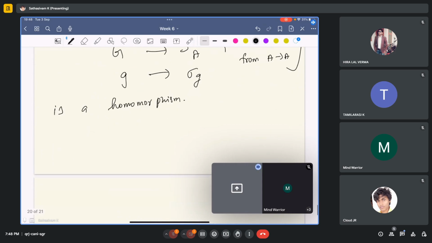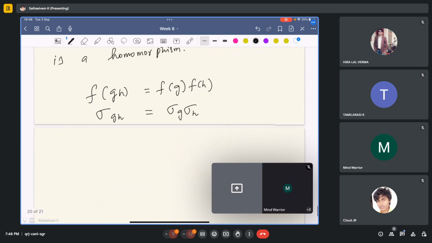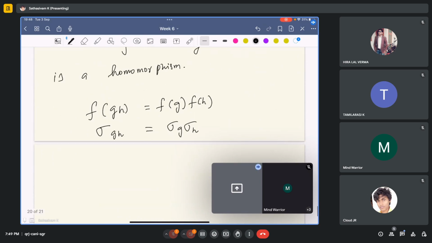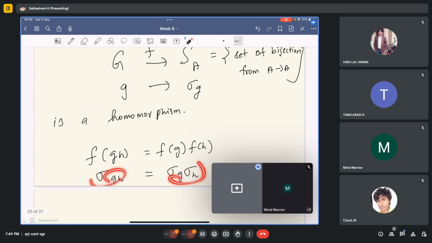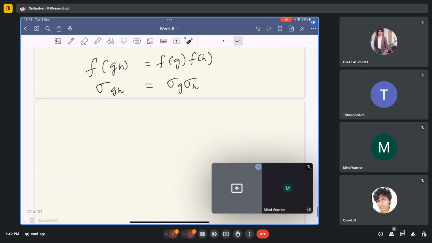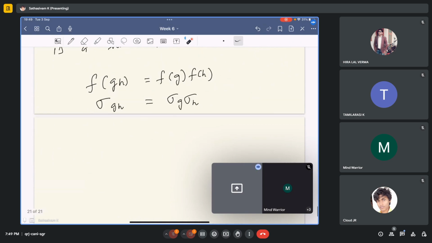Homomorphism means what I want to prove: f of gh is nothing but f of g, f of h, right? So what is f of gh? It's sigma of gh. We want to prove that it is equal to sigma g, sigma h. All these three are elements of S_A, right? So they are all maps from A to A. In this case, the product is a composition.